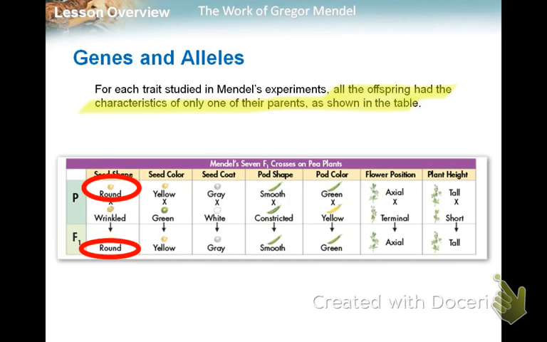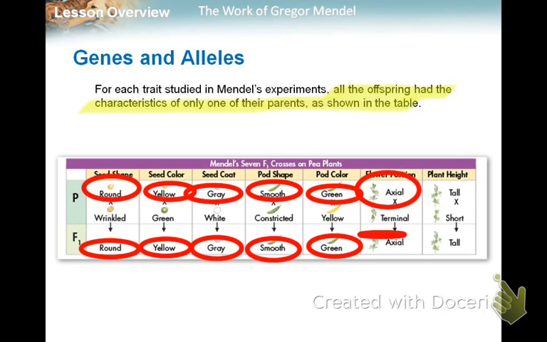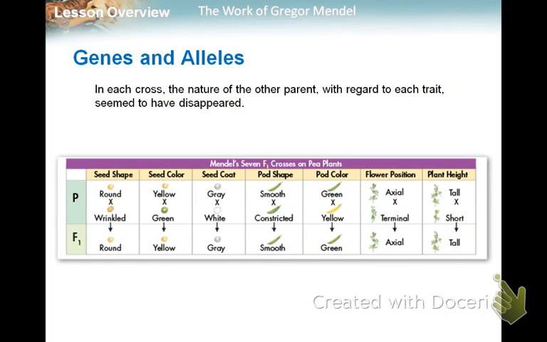Round, yellow seeds, gray seed coat, smooth pod shape, green pod color, axial flowers, and tall plants. Whatever the characteristic of the other parent was, looked like it disappeared. It was hidden.